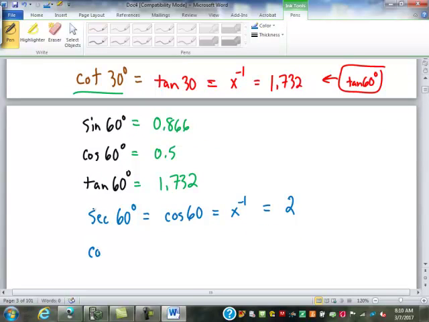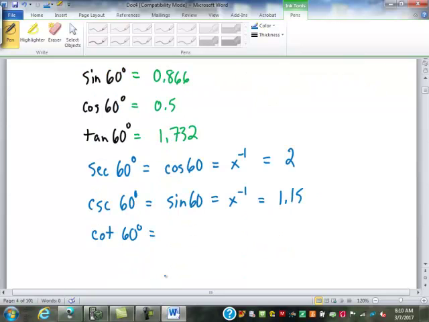So now the cosecant of 60, what function is cosecant related to? Sine. So you find the sine of 60, hit equals, x negative 1, and then equals again, 1.15. And finally, cotangent of 60, tangent. Yes, your tangent of 60, hit equals, and then reciprocal. Same as the tangent of 30. Yeah, cotangent 60 is the same as the tangent of 30. 0.577.